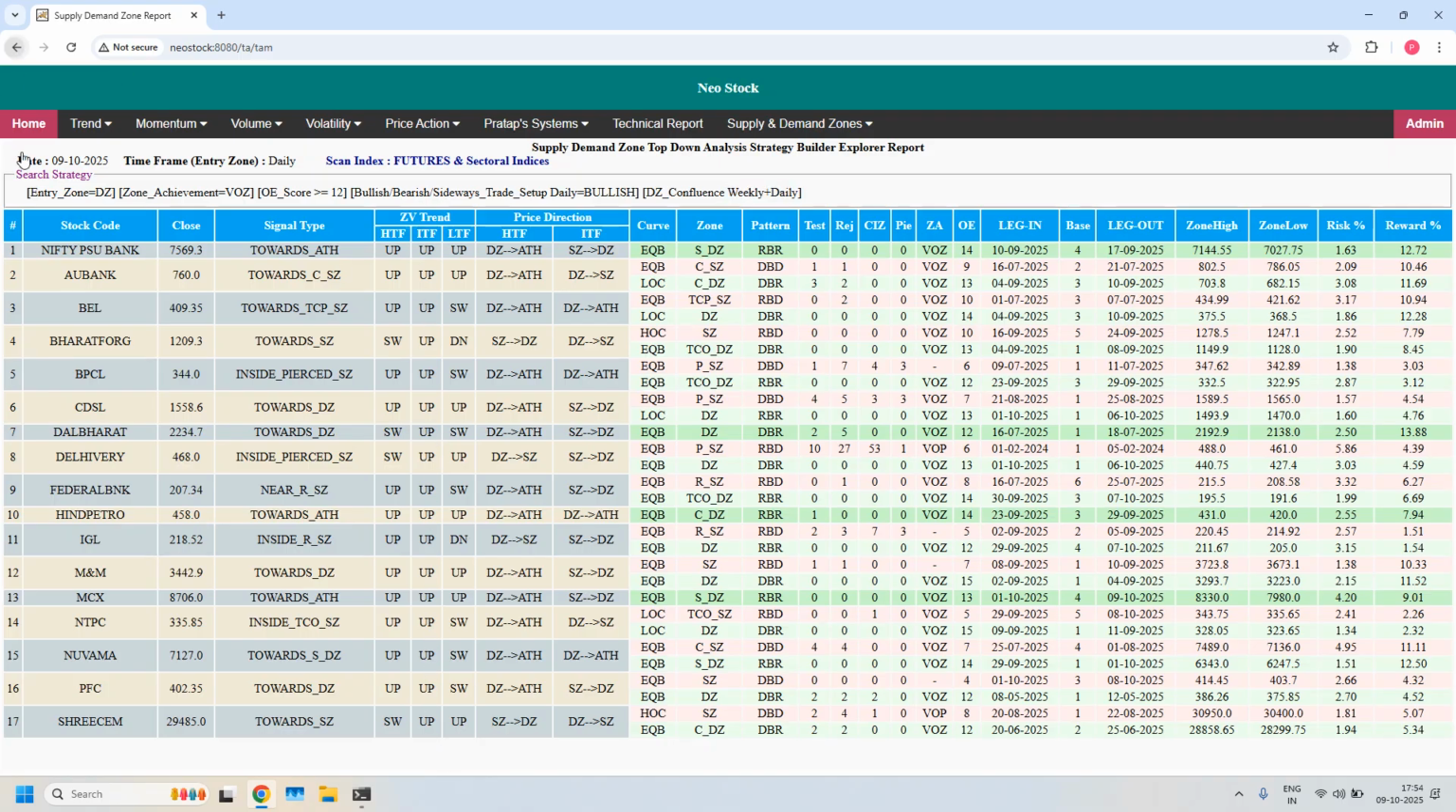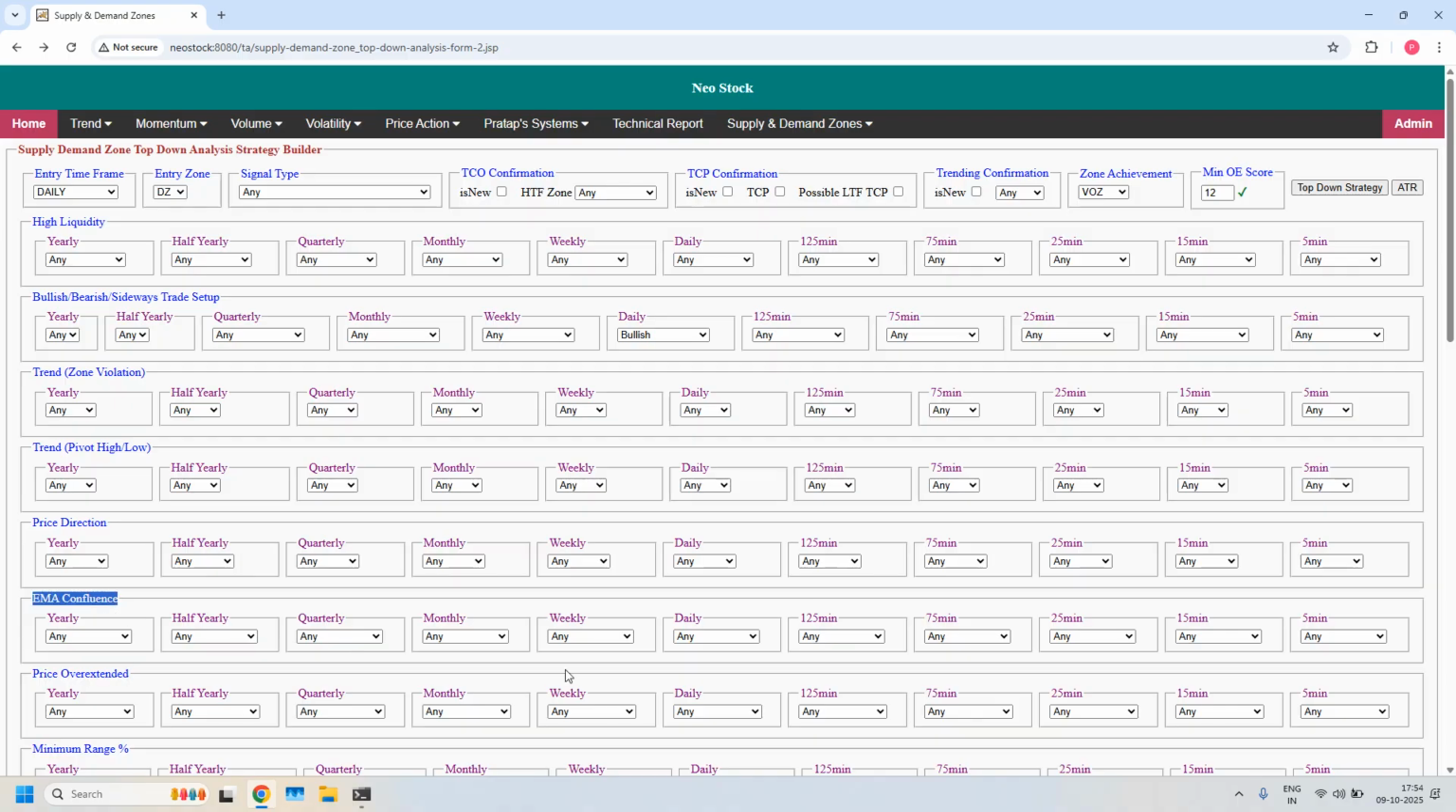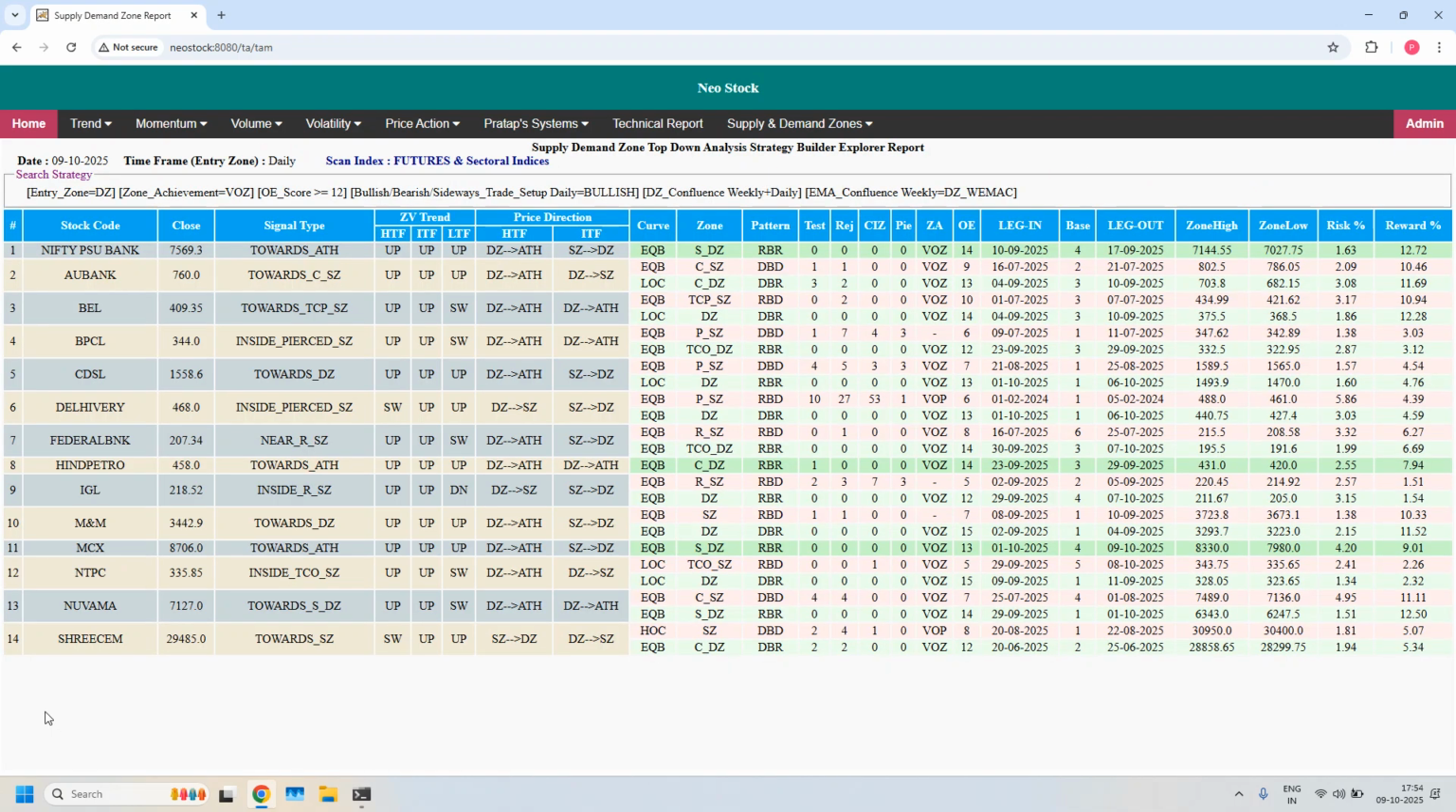So further I am going to filter based on EMA confluence on weekly demand zone with weekly EMA confluence. So we got 14 stocks. So these 14 daily demand zones are having more high probability to get success, provided lesson 20 checklist items are satisfied. Otherwise, higher chances of zone violation. This is based on the first strategy.